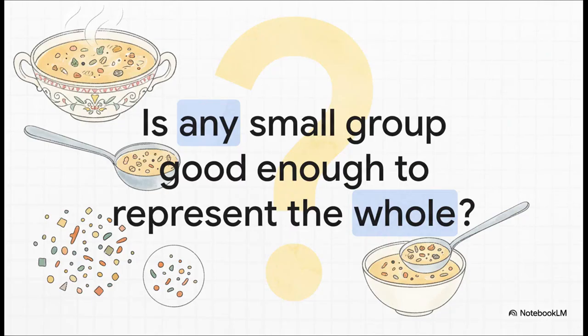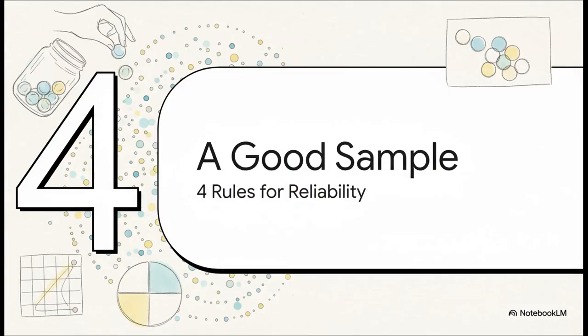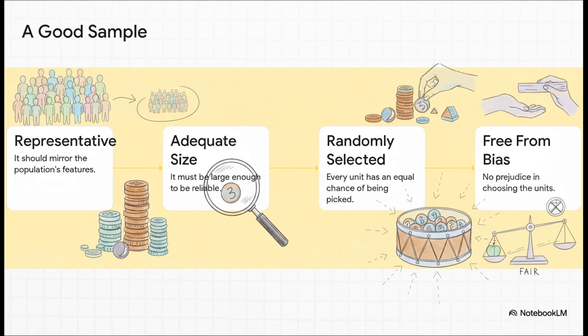So this all sounds amazing, right? A total game changer. But this brings up a really critical question. Can you just grab any old spoonful from the soup? Is any small group good enough to tell you about the whole thing? And the answer to that is a big, definite no. The magic of sampling only works if the sample is chosen the right way. So what makes a sample a good sample? One that we can actually trust? Well, there are 4 crucial rules to follow. For a sample to be worth anything, it has to tick all 4 of these boxes.